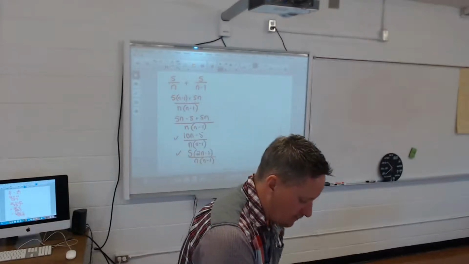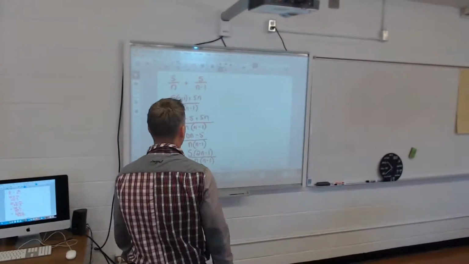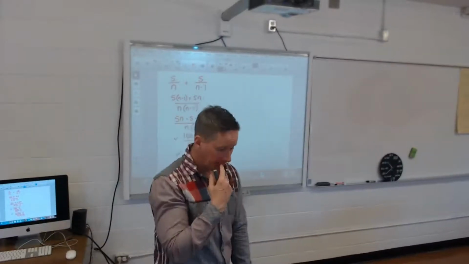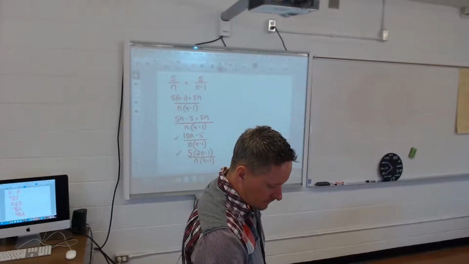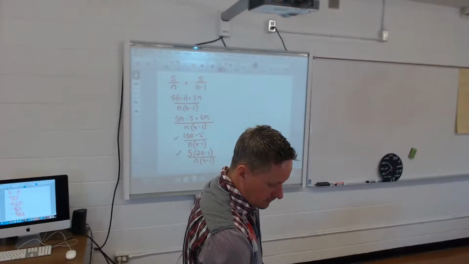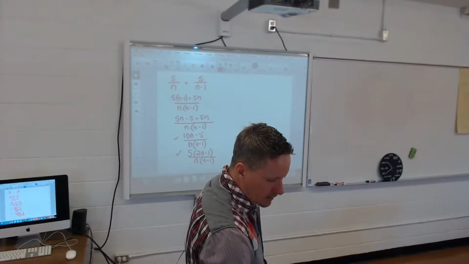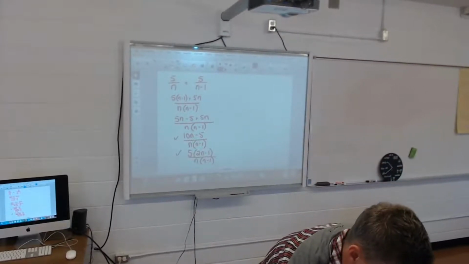Now the back of the book would have you multiply out n times n-1. I wouldn't do that. Leave it as is, like this. Okay? Okay. Thank you. No worries. Okay, anybody else want to look at 6.3? My buddy's back on.